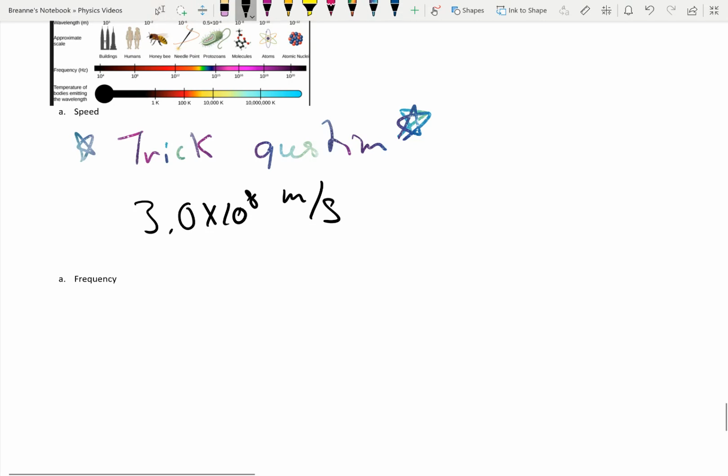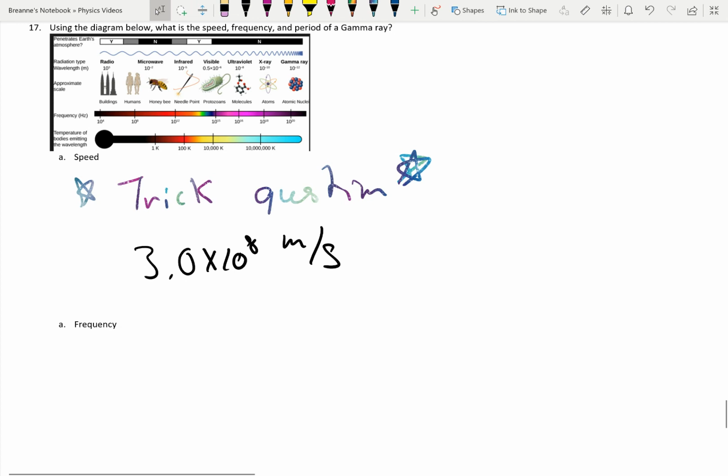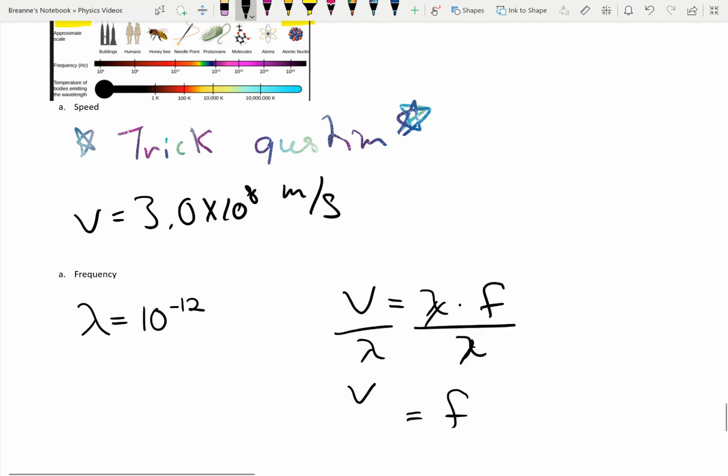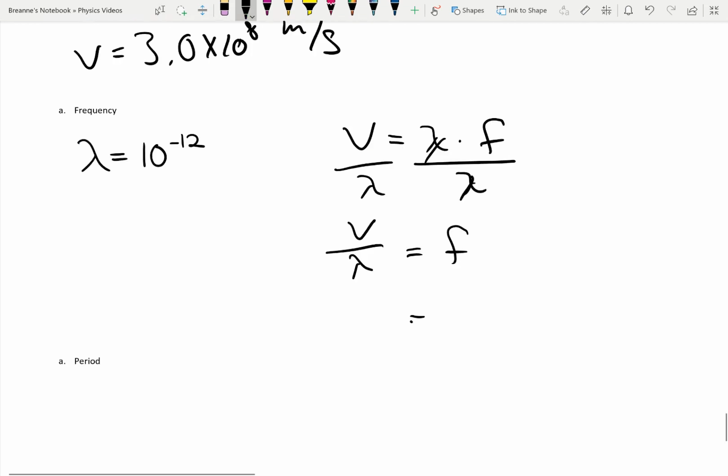So frequency. We want to know the frequency of gamma rays. So we're going to go over here. Gamma rays, so look at our little chart, tells us that our wavelength is 10 to the negative 12. And this is our velocity, and we're looking for frequency. Velocity equals wavelength times frequency. We need frequency by itself, so frequency is velocity divided by wavelength. So 3 times 10 to the 8th divided by 10 to the negative 12.